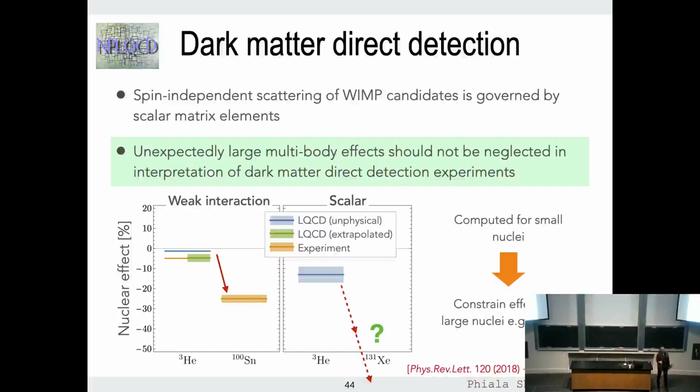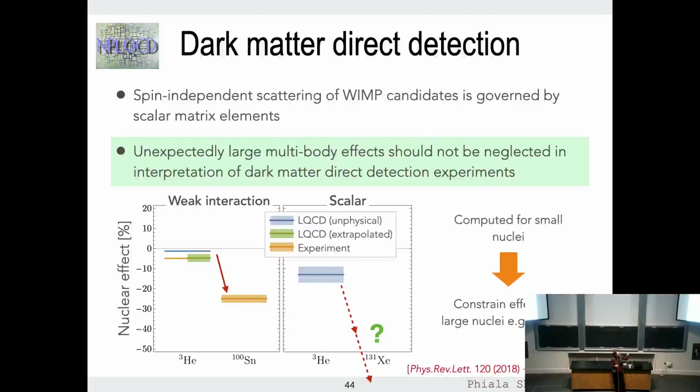Okay, what about the scalar matrix elements? Well, in the lattice QCD calculation, I have tens of percent nuclear effects, even in the unphysical calculation. So what does that mean for, say, xenon that's used in my dark matter direct detection experiment? Well, what it tells us is that these are unexpectedly large effects that you shouldn't neglect, but we have to do more work to see what they really are with systematic control in systems that we care about like xenon. So this is a clear sign. This was unexpected, a sign that more work is needed because this is potentially significant.